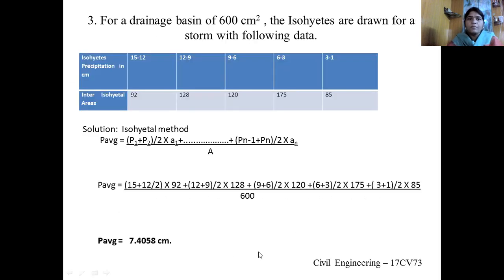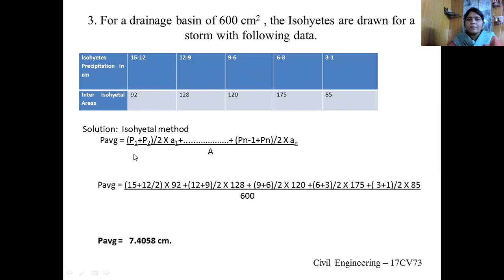Moving on to the next problem, it is for a drainage basin of 600 kilometers square, that is the total area. Isohyets are drawn. So isohyet precipitation is given, inter-isohyet areas are given: 15 to 12, 12 to 9, 9 to 6, 6 to 3, and 3 to 1. And the areas are 92, 128, 120, 175, and 85 kilometers square.